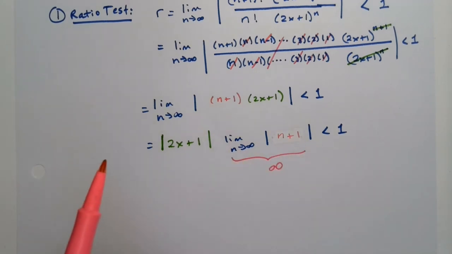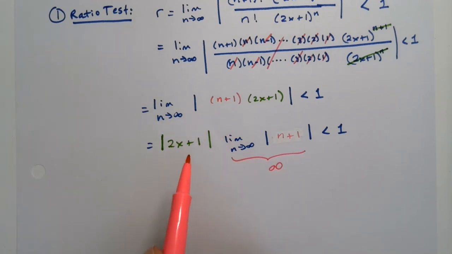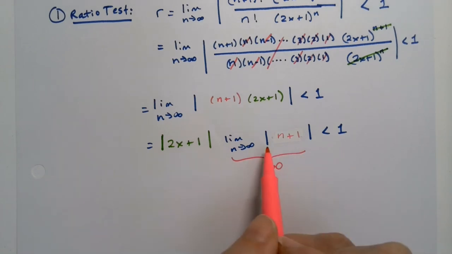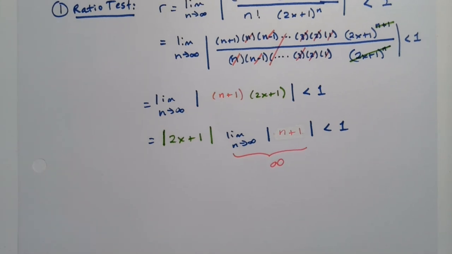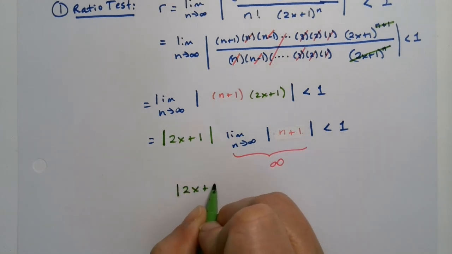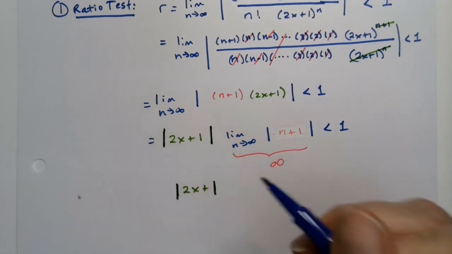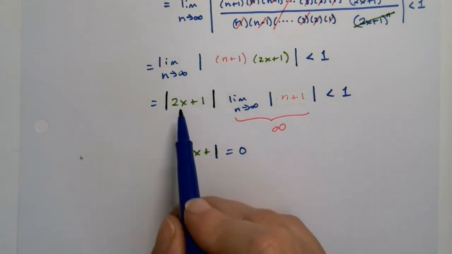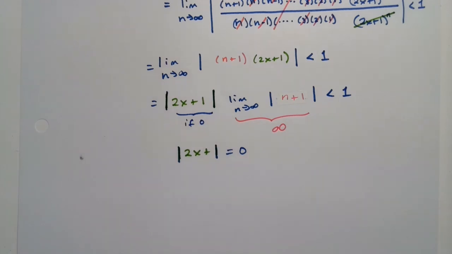And the answer is there's only one way, and that is if this portion over here is equal to 0. Because if this was equal to 0, then 0 times 1,000,000 would be 0, right? 0 times 100 would be 0. So this would work, right? So the only way I'm going to be less than 1 is if the absolute value of 2x plus 1 is equal to 0. That's the only way. Because 0 times anything, then this would work, right?